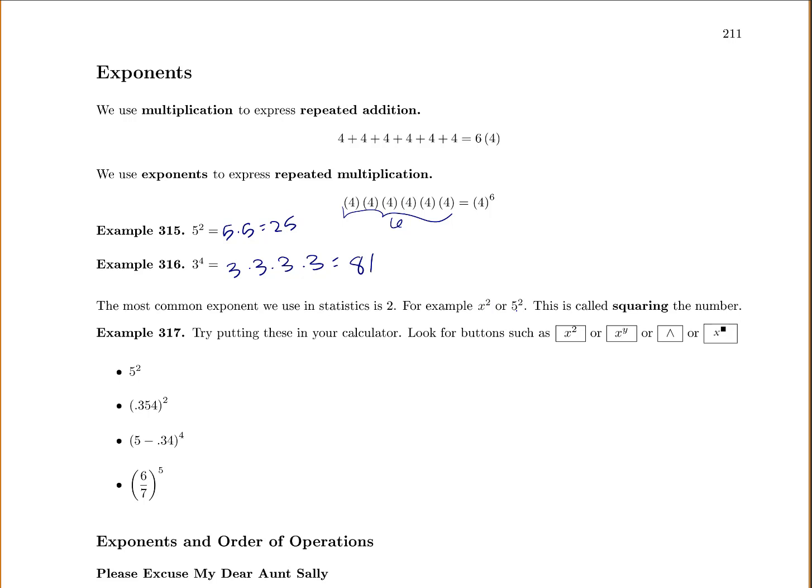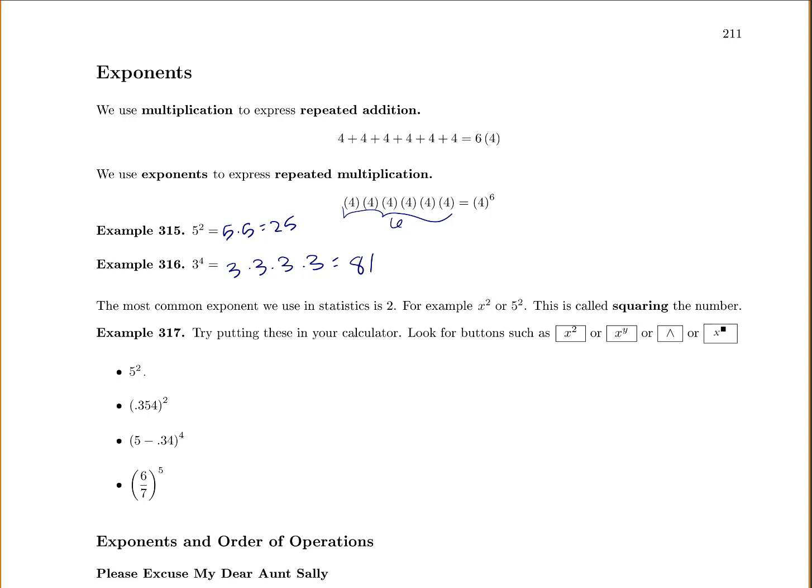So now let's try putting some into our calculator. You're going to be looking for buttons on your calculator like x squared, which only squares it, or x to the power of y so that you can do any exponent, 3, 4, 5. Or you could look for the caret, or maybe x with like a little box up there. So look for something similar to that. If that doesn't answer your calculator, you can look on Google, search for your calculator model and exponent, and you should be able to find something.